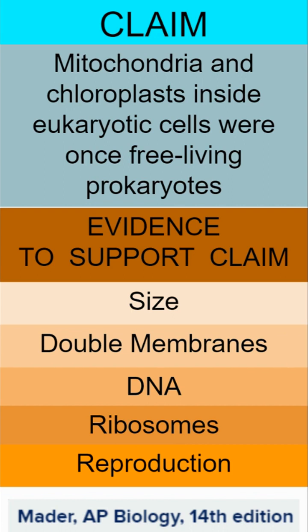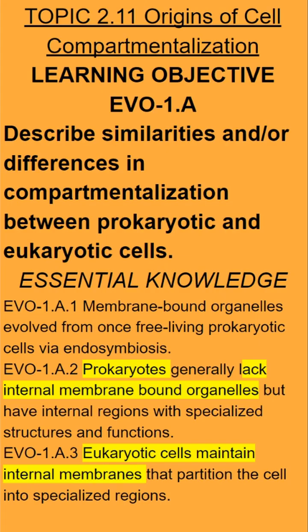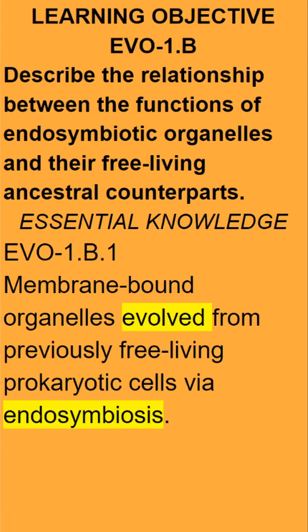Finally, mitochondria and chloroplasts reproduce more similar to prokaryotes, on their own, independently from the host. So they go through a process that's like binary fission, which is like prokaryotes. So again, prokaryotes lack internal membrane-bound organelles, and the endosymbiotic theory says that many membrane-bound organelles of eukaryotes came from originally prokaryotes.